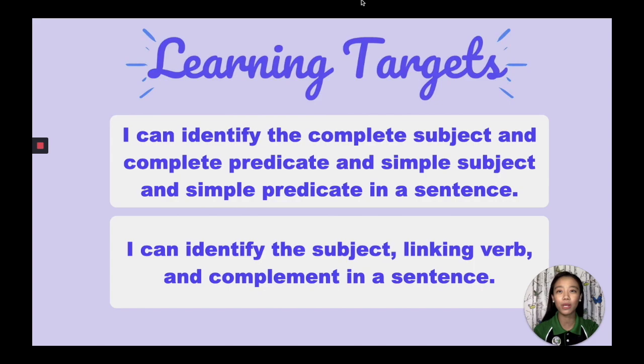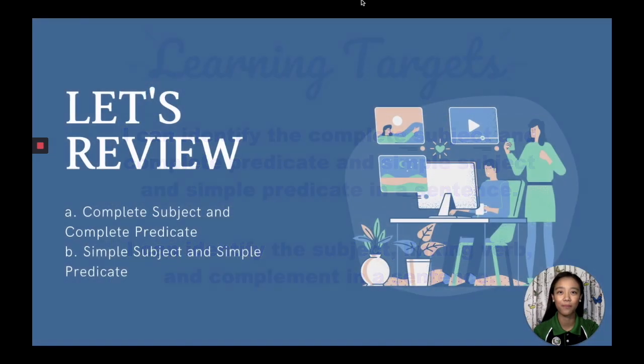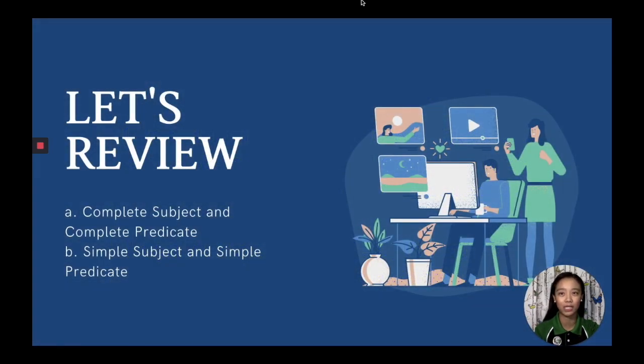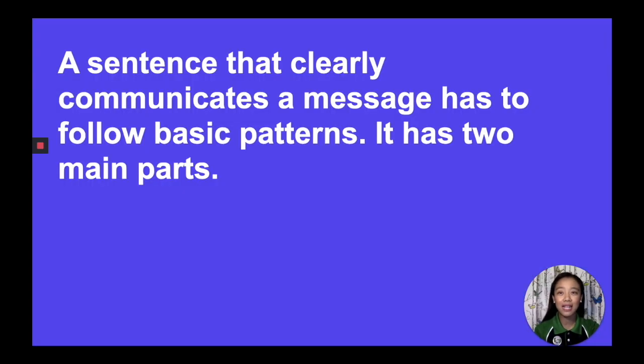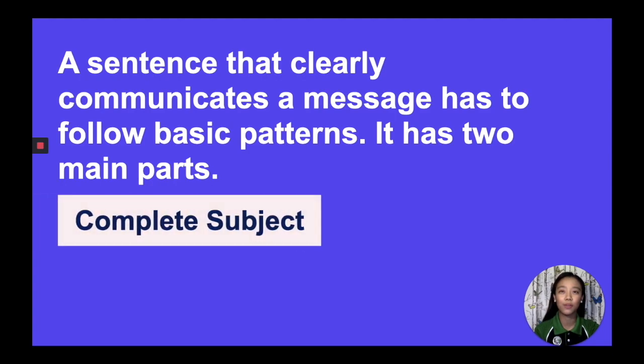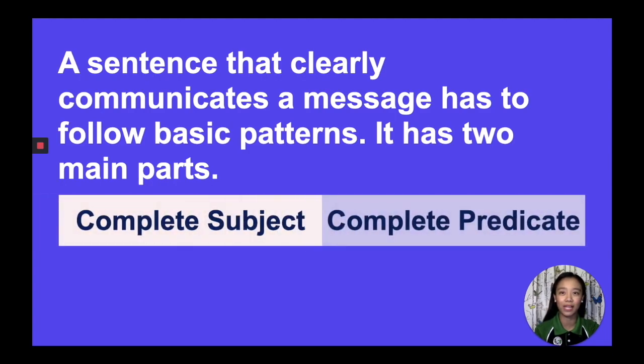So let's have a quick review on parts of a sentence. This review has two parts: identifying the complete subject and complete predicate, and identifying the simple subject and simple predicate. A sentence that clearly communicates a message has to follow basic patterns. It has two main parts: the complete subject and complete predicate.